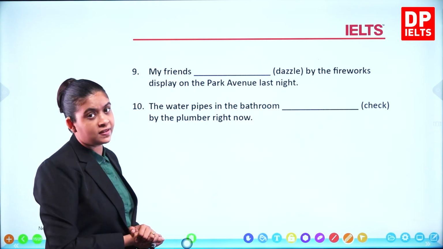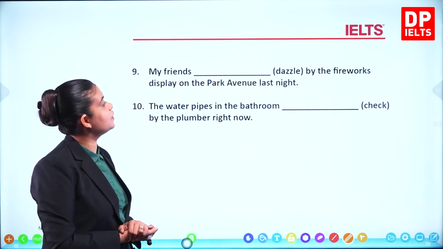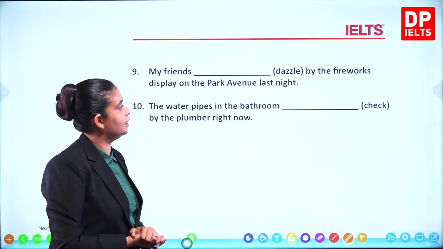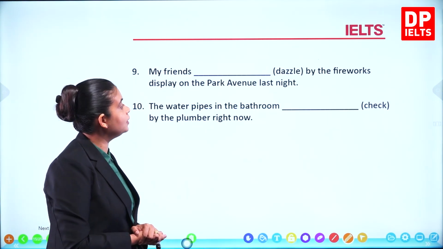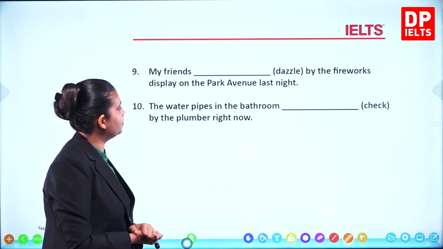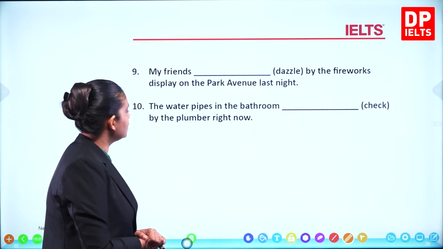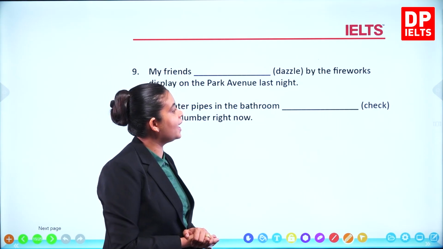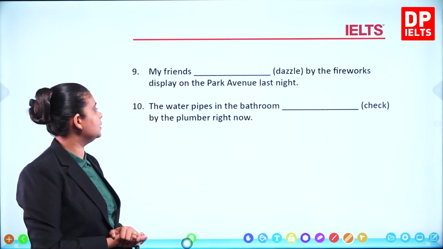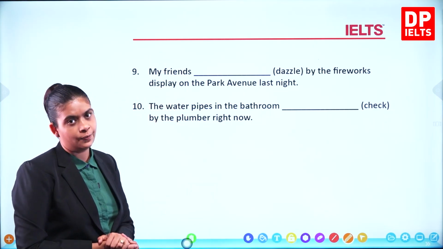We've got two more sentences. My friends dazzle, okay, is the verb, by the fireworks display on the Park Avenue last night. The water pipes in the bathroom blank check by the plumber right now.